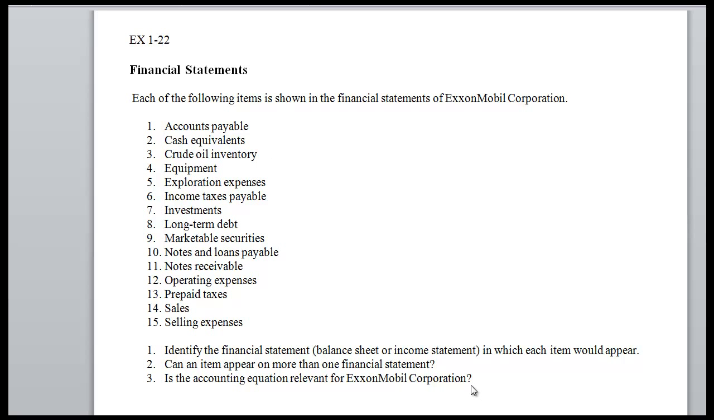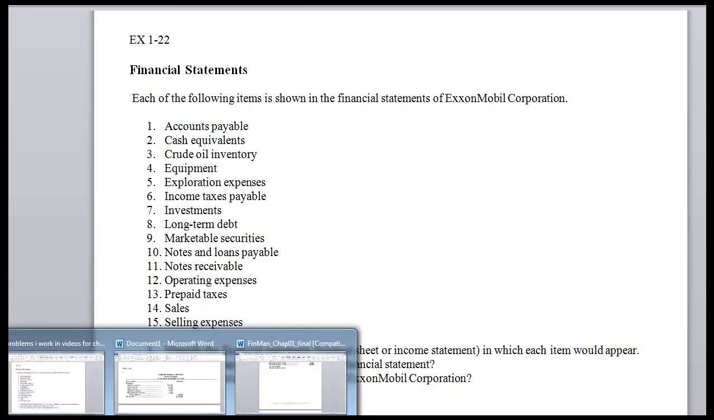The whole world of financial accounting revolves around the accounting equation. Even the most complex transactions all must uphold the accounting equation. Let's go and take a look at another problem here.